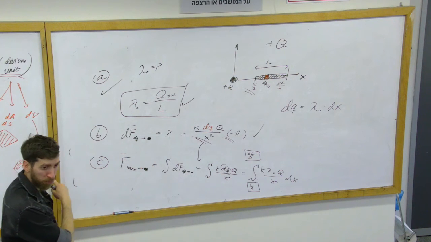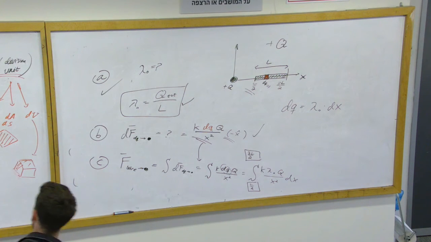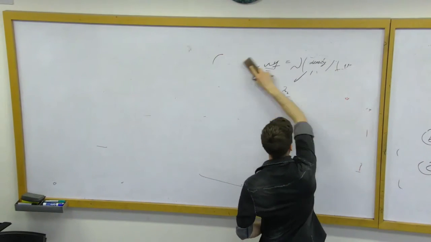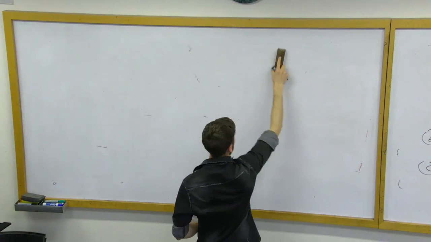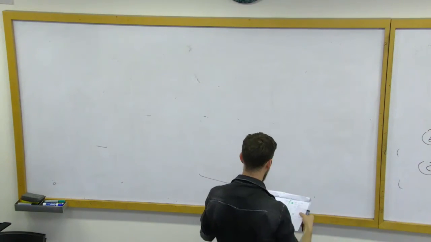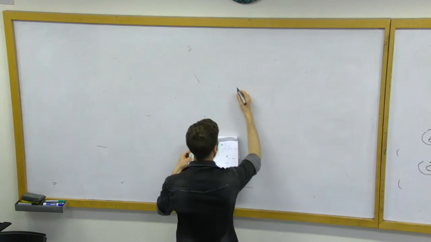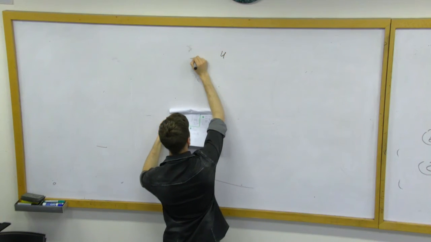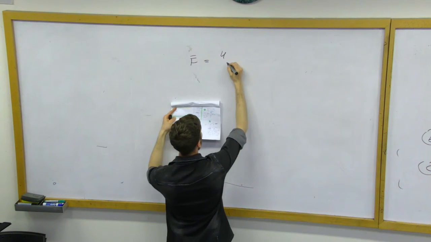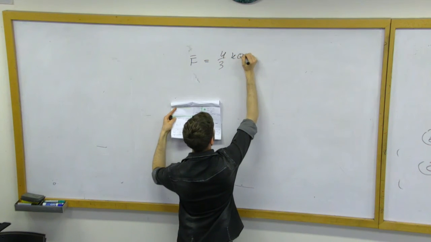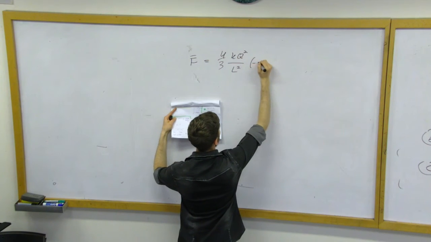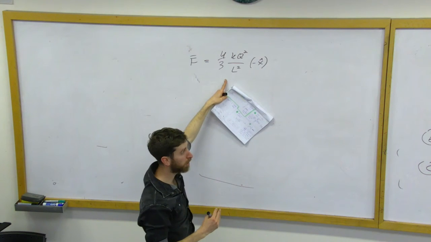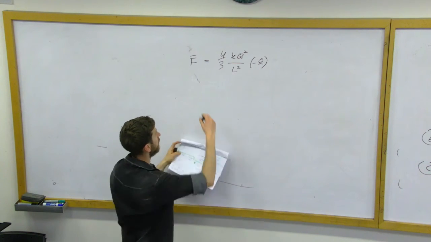Okay, so I'm going to move to the other board. Let's finish calculating. Okay, perfect. And so this integral, if you take it, the force is equal to 4 over 3 k q squared over L squared in the minus x direction, because all the small pieces contribute to push the point charge to the left, right? So this is the answer.